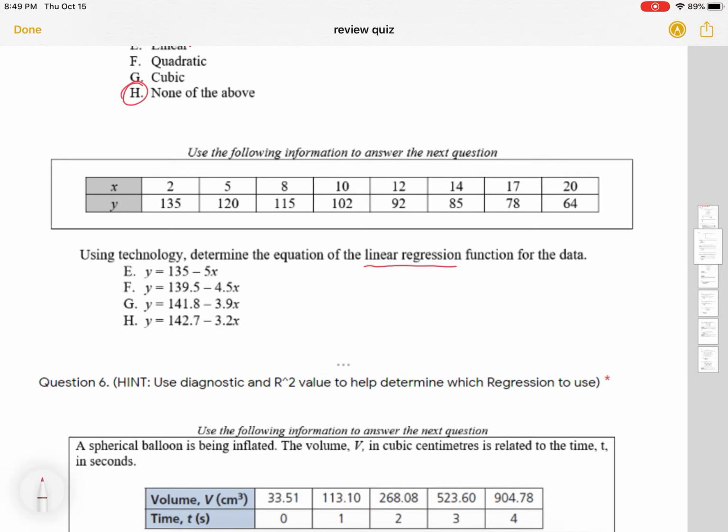Okay, question 5. Using technology, determine the equation of the linear regression function for the data. So you're going to put this in for a linear regression. So this will be in L1 and L2. You're going to find the linear regression using your calculator. When you do so, and this is question 5, sorry, what you will find for your equation is G.